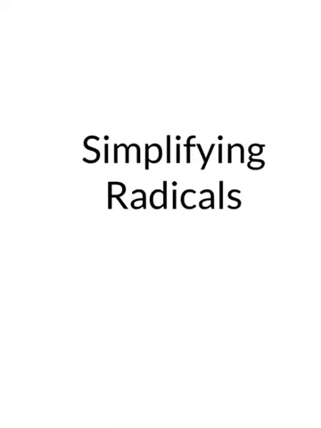Simplifying radicals. First of all, let's review what a radical is. A radical is just like a square root, so something like this. And let's talk about a square root. If I have 9 in there, the square root of 9 is 3, and that's because 3 times 3 equals 9.